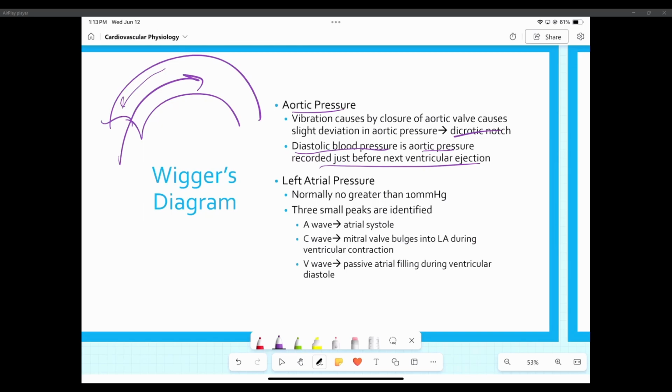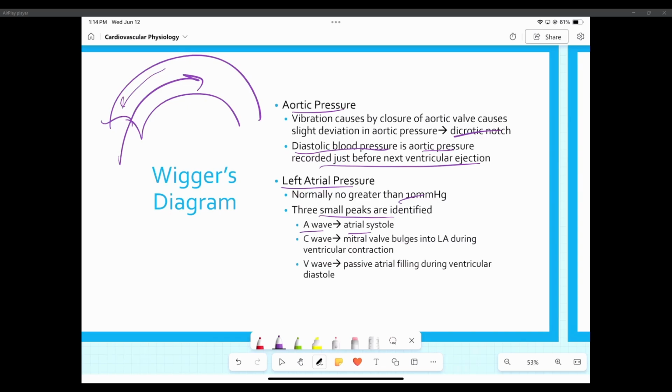Left atrial pressure is also going to be mapped on there. Normally, it's no greater than 10 millimeters of mercury. There are some peaks identified, and you have to know this because it's going to be on your exams when you get to cardiac. There's an A wave, and that's generated by the atrial systole. So when the atria start to contract, you'll see a little bit of a bump in pressure there. That's due to atrial systole.